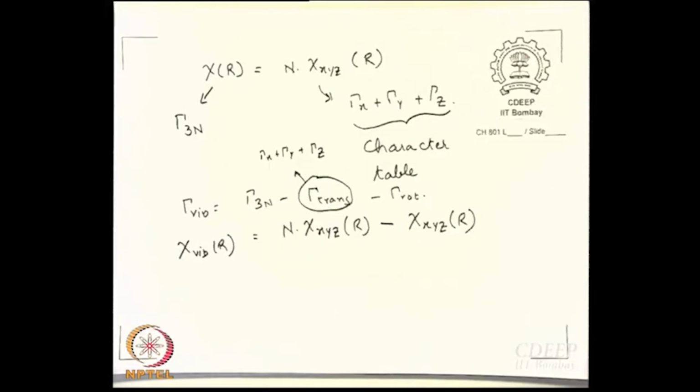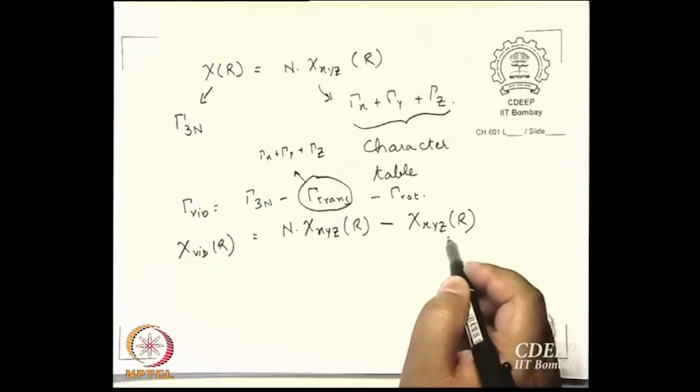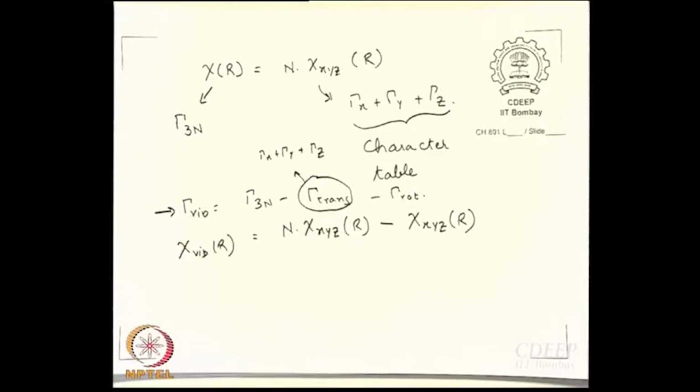Are we all okay with this? Nishit? Sure? Any question? Any doubt? Please ask now. All right. So, instead of gamma, for gamma trans, I can write chi xyz. So, do not forget what we are doing. This line is about the total representation. This line is about individual characters.